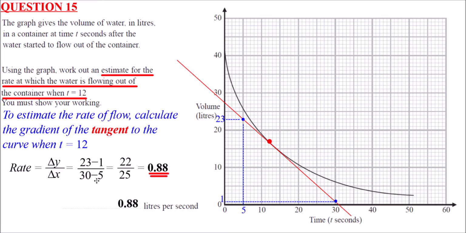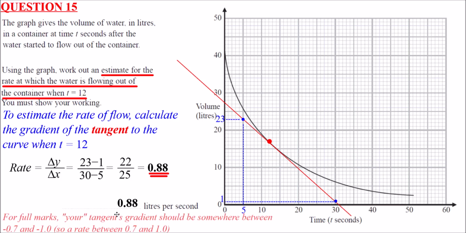Now, if you've got a different value to that because you expect a different gradient, that's absolutely fine. If you're thinking, well, is my answer okay? Will that get a mark? What you need here, from your gradient being drawn on at the proper place, you need your tangent's gradient to be somewhere in between minus 1.0 and minus 0.7, so that the rate you get is between 0.7 and 1.0. But it needs to be based off you drawing a tangent at the right place and having a valid attempt at actually drawing on the tangent. So you need to know what a tangent is. You can't just guess a number in between 0.7 and 1 and get your marks that way.